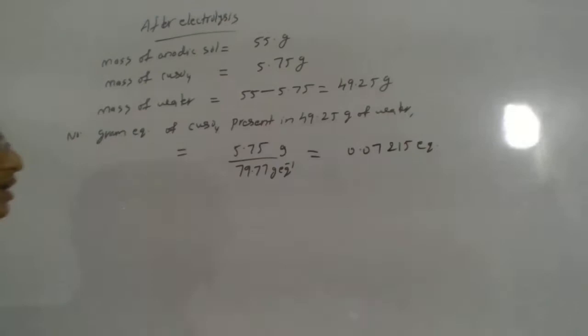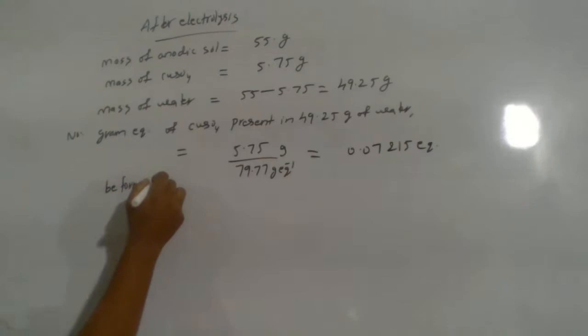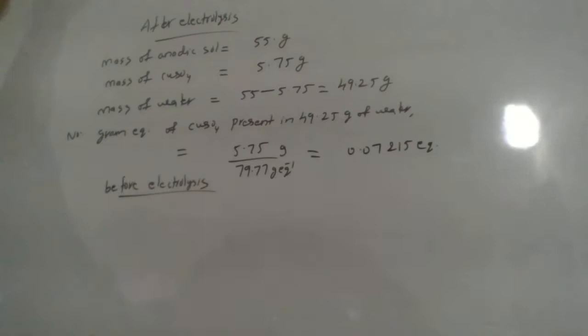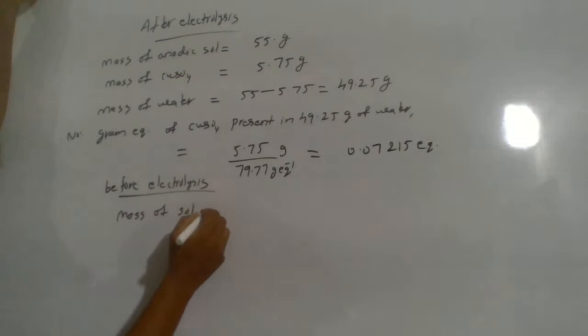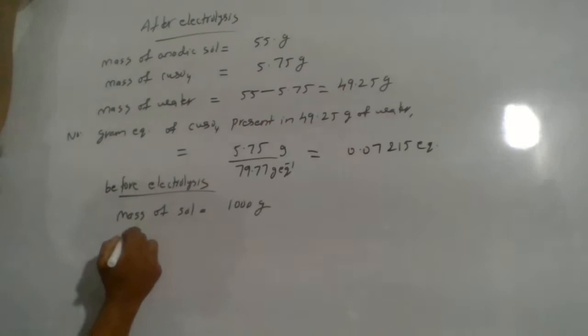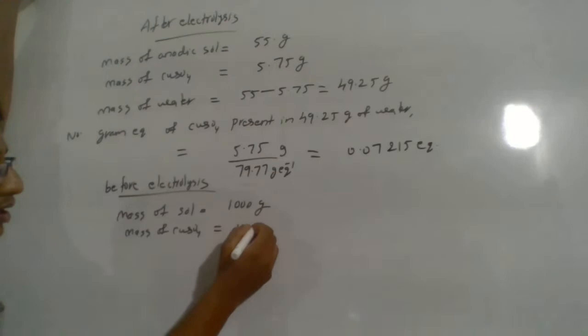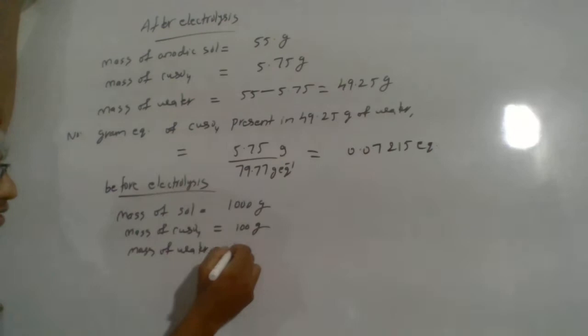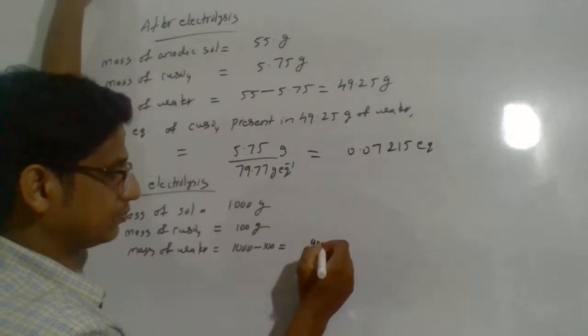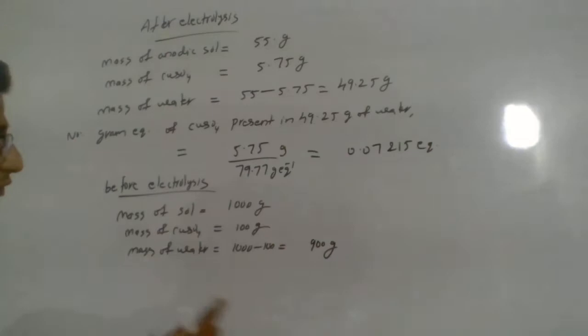Now consider before electrolysis. Same procedure, mass of solution. Mass of solution will be equal to 1000 gram. And the mass of copper sulfate, which is given in the question, is equal to 100 gram. So the mass of water is equal to 1000 minus 100, which is equal to 900 gram. Look at here, now the mass of water is 49.25 after electrolysis, while here the mass of water is 900 gram.